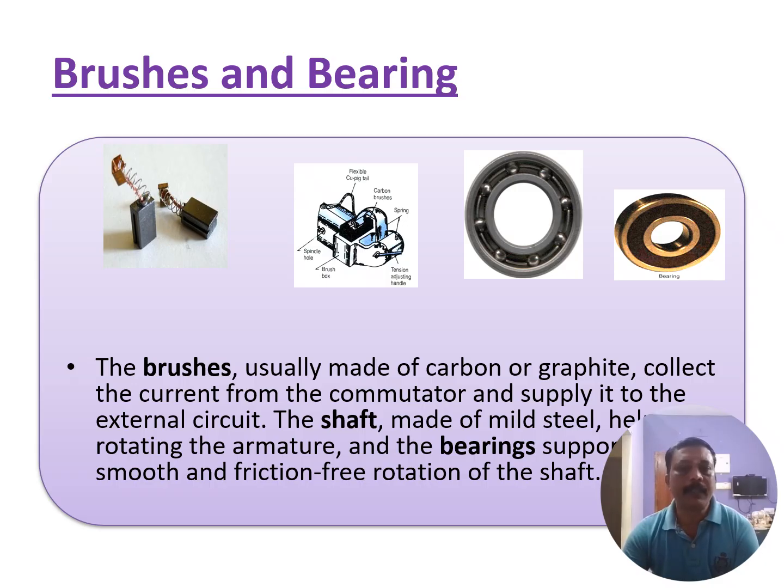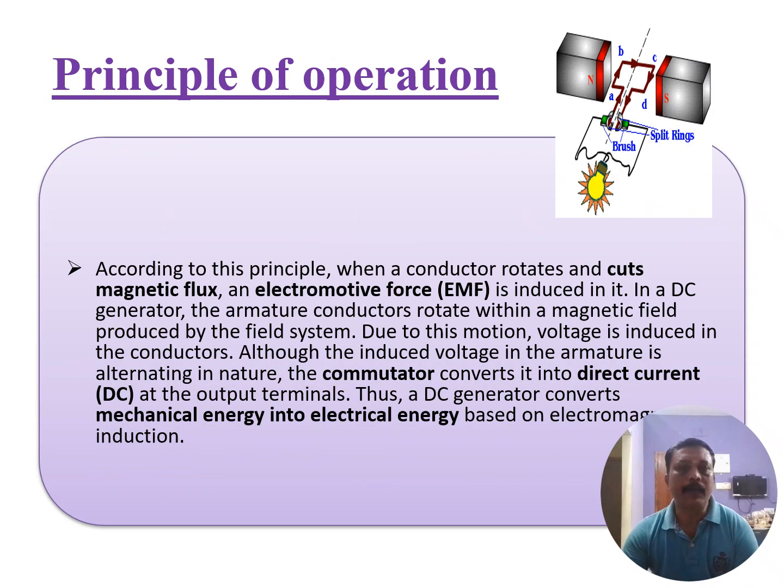Bearing. The bearing provides mechanical support. Two types of bearings are mainly used. First one is the ball bearing, second is the roller bearing. For small machines, ball bearings are used. For large machines, roller bearings are mainly used.